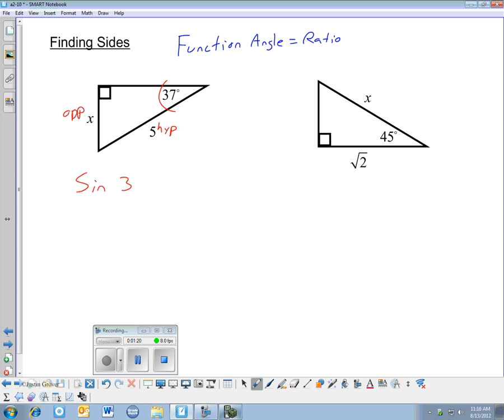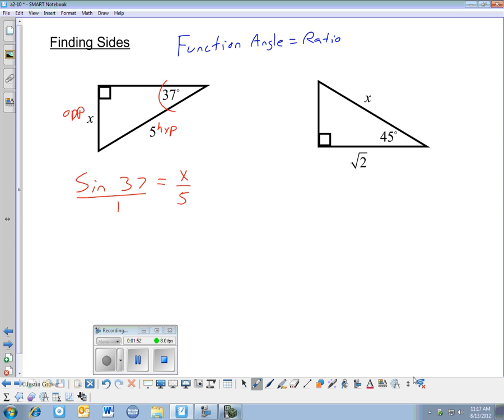The angle we're using is 37, and that's equal to the ratio. Sine is opposite over hypotenuse, x over 5. So that's our trig equation: function, angle, equals ratio. Sine 37 equals x over 5. Now at this point, I'm not ready for my calculator. I don't use the second key; that's only for finding angles. At this point, I need to get x alone. And the way I can do that is if I put sine 37 over 1, I see I have a proportion, and I can cross multiply.